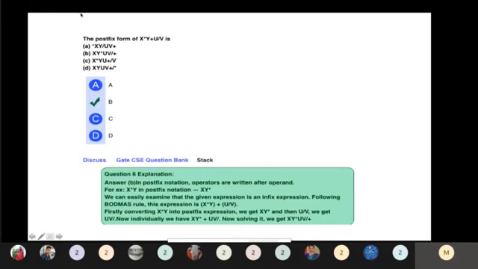So here, the postfix form of this. They are asking for the answer in the form of postfix. So as per the rule, we have to convert it. This is a question paper I have taken from the GATE last year. So here we have x asterisk of y plus u division by v.